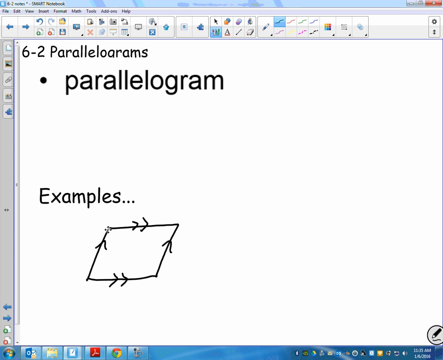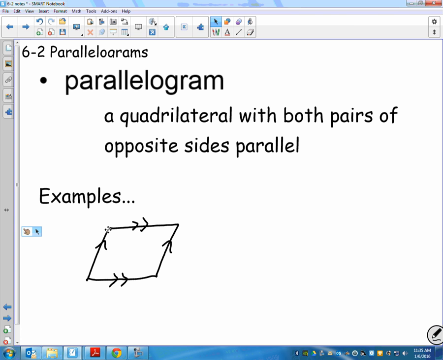Do not use the word perpendicular. Opposite sides are parallel in a parallelogram. It is a quadrilateral, so what does that mean? 4 sides, so a 4-sided figure with both pairs of opposite sides being parallel. So I drew a lovely example. Could you give me another shape that has opposite sides that are parallel? Maybe that has the right angles in it.